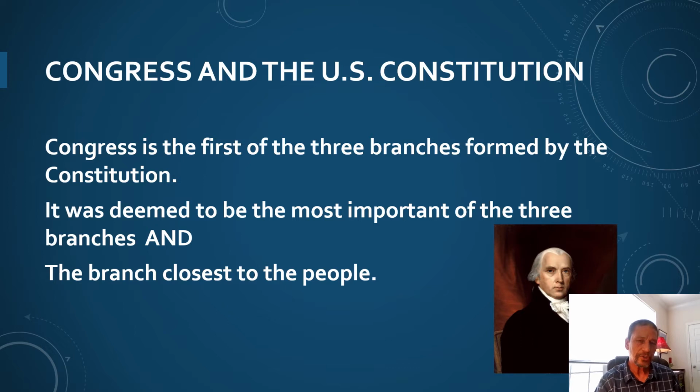So this is another part of that expression, the branch closest to the people. In other words, they can get fired. They can get fired pretty quickly. So they represent a very small segment of the U.S. population within their state compared to the other branches of government, and they are very, very answerable to the people because they can get fired after two years.